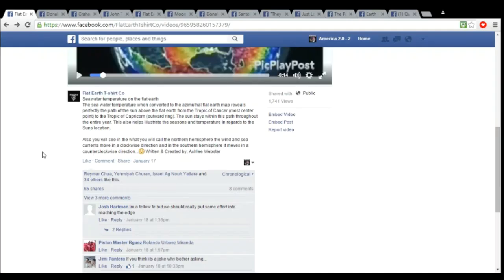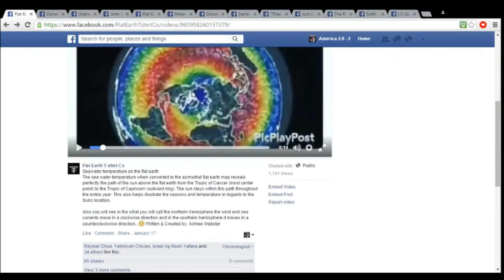The seawater temperature, when converted to the azimuthal flat Earth map, reveals perfectly the path around the Sun above the flat Earth of Tropic of Cancer. This part here. Most center point of the Tropic of Capricorn, the outer ring. The Sun stays within the path throughout the entire year. This also helps illustrate the seasons and the temperatures in regards to the Sun's location.